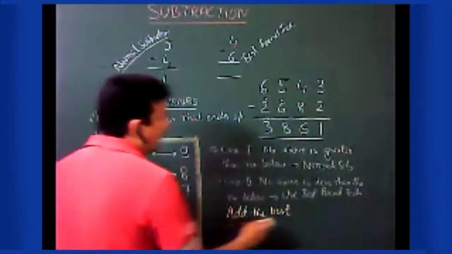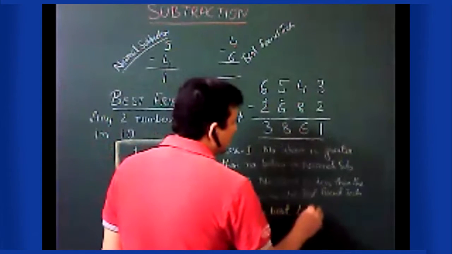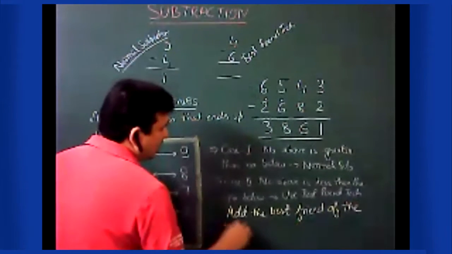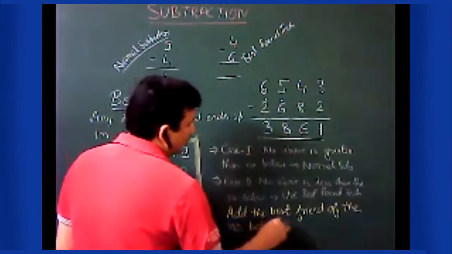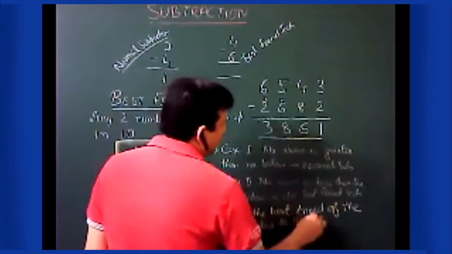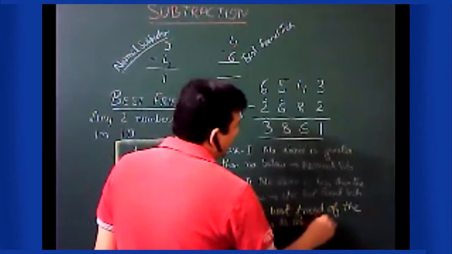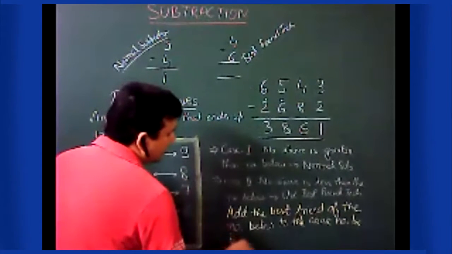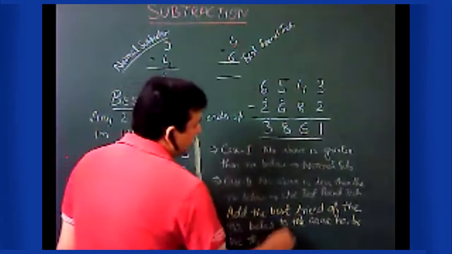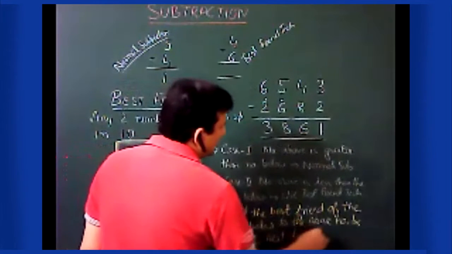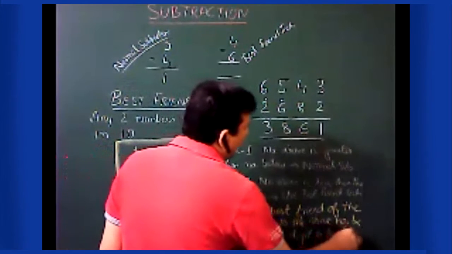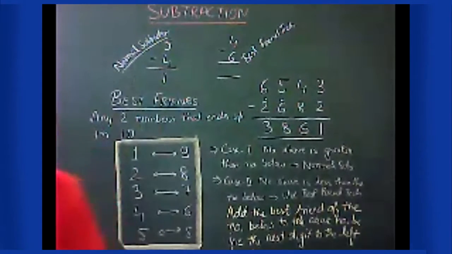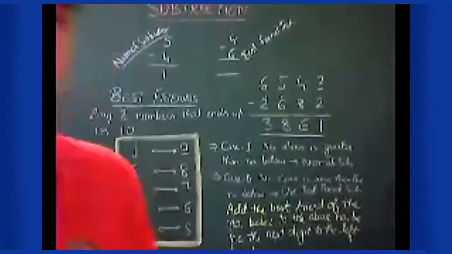Don't worry. Add the best friend of the number below to the above number and increase the next digit to the left by 1. I am sending you the pic. Don't worry, I am sending you the pic.